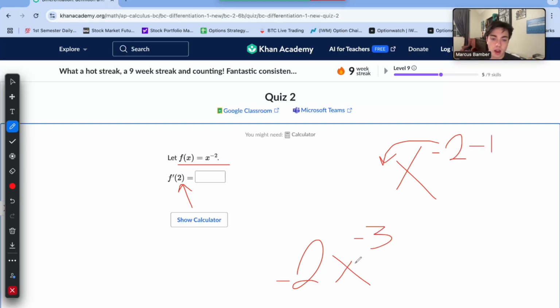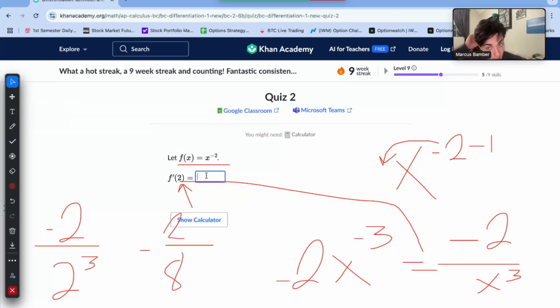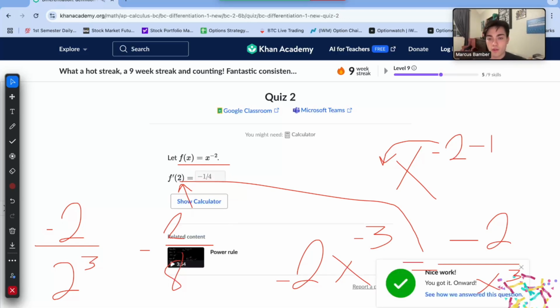So we have negative 2x to the power of negative 3, which is also equal to negative 2 over x to the power of positive 3. This is where we're going to substitute in x is equal to 2. We have negative 2 over 2 to the power of 3. We can notate that like this: 2 to the power of 3. 2 to the power of 3 is 8. Negative 2 over 8 simplifies to negative 1 over 4. So the derivative of f at 2 is negative 1/4.